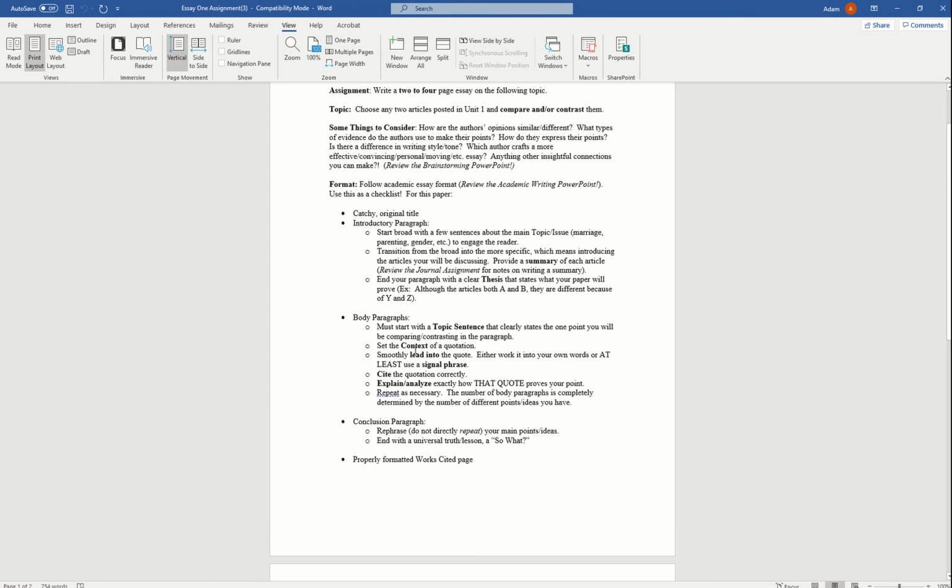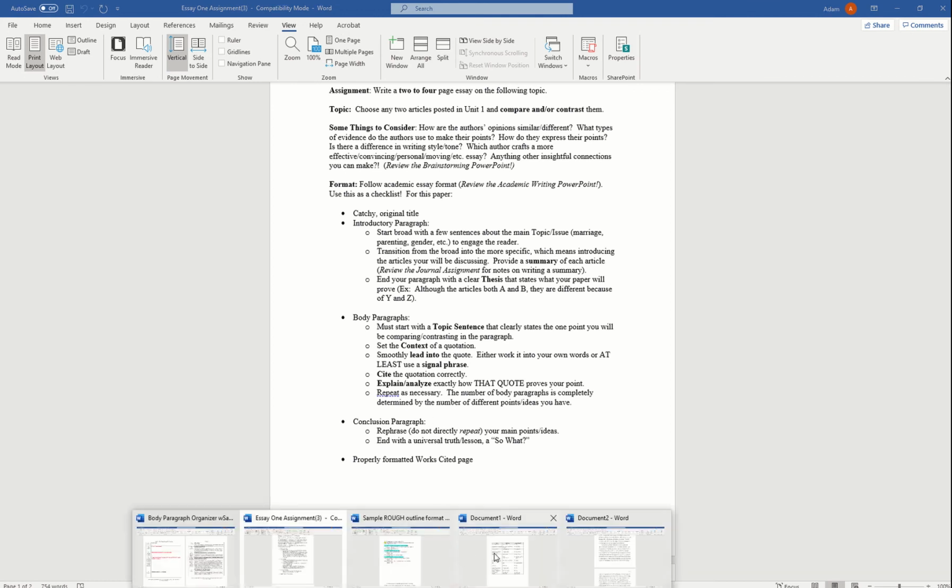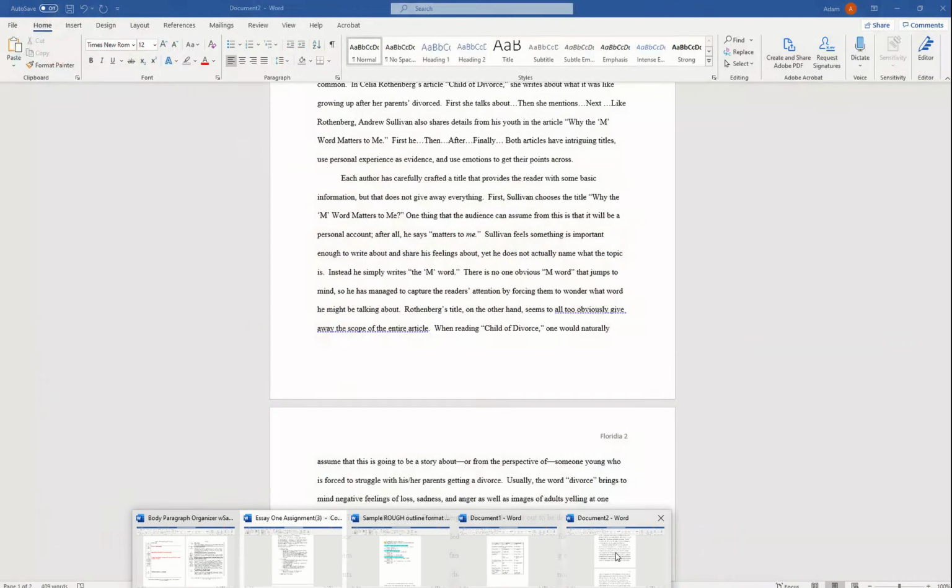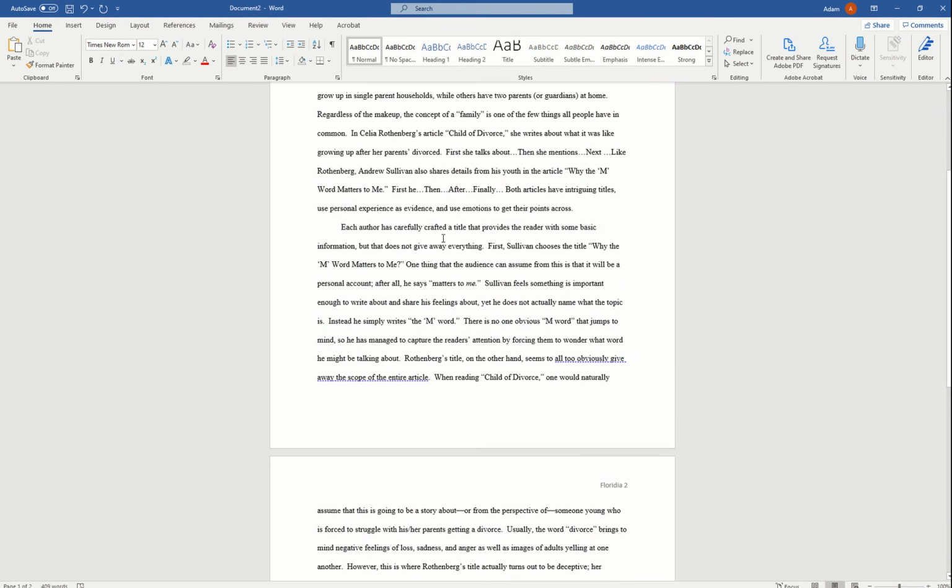Topic sentence check. Set the context of a quote. Context is what's going on around the quote. Review the academic writing PowerPoint. Now, there's not much going along. These aren't good ones for me to show you context because how do you say what's going on around the title? It's the first thing you read on the page. There's nothing going on yet. So first, Sullivan chooses the title, Why the M Word Matters to Me. That's all I could do for context. That's also the quote. The title is the quote.